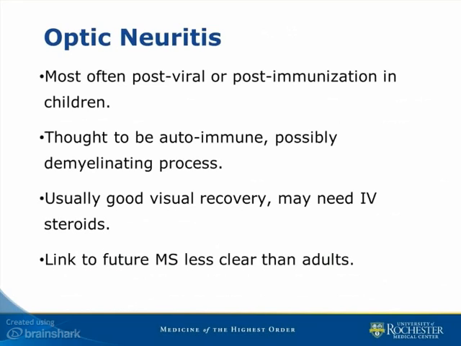Okay, most cases of optic neuritis in children are after a viral infection or after immunizations. It's thought to be an autoimmune process, but possibly is a demyelinating process. Usually there's good visual recovery, but if the visual loss is significant, they may require IV steroids. And the link to future multiple sclerosis development is less clear in children than it is in adults.